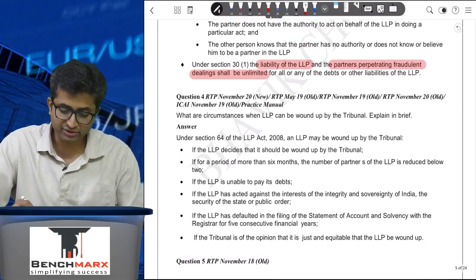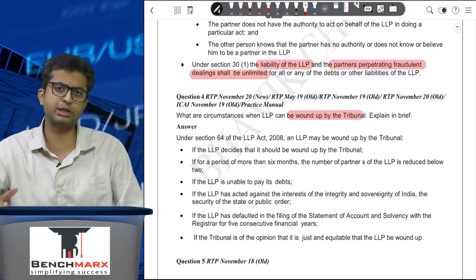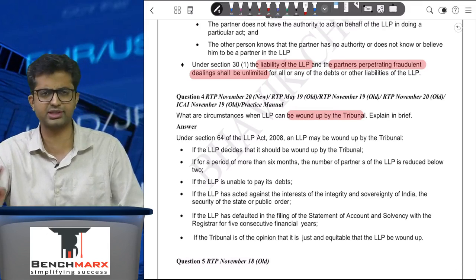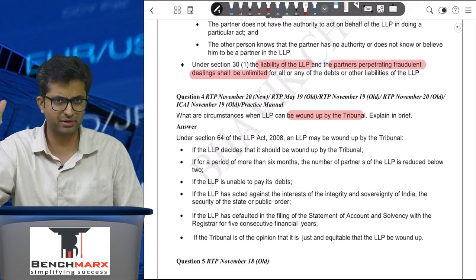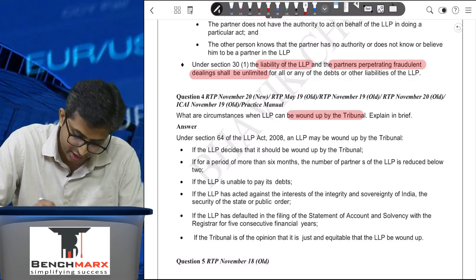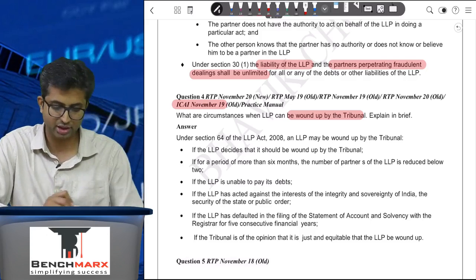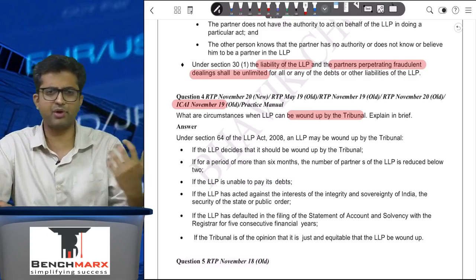Okay, then what are the circumstances when LLP can be wound up by the tribunal? This has even been asked in the old syllabus. One of the 4 marks questions in November 19 was this. Now that it is part of your intermediate paper 5, it is important. So over here, see, this is ICAI November 19. This has been asked. So when can an LLP be wound up by the tribunal?